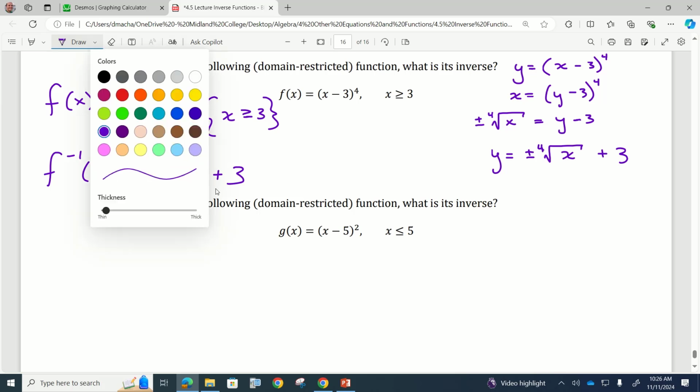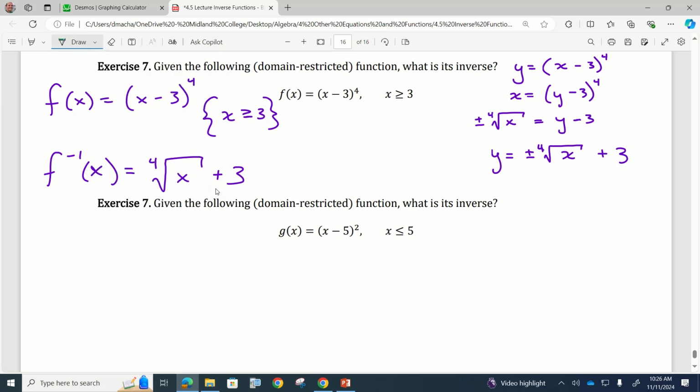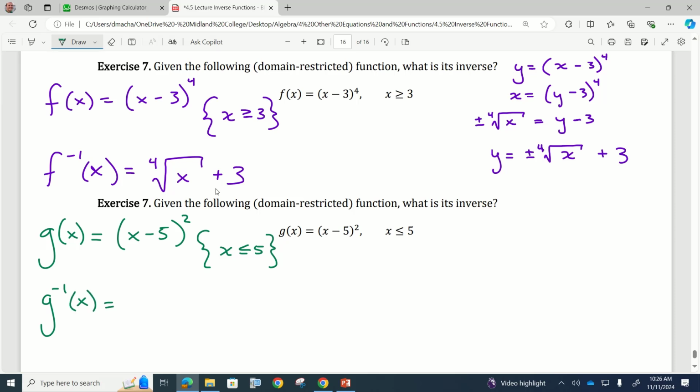Okay, one more, and then we're done for the day. Now I've got the function g of x is equal to x minus 5 squared. And I've got the domain restriction where x is less than or equal to 5. So g inverse of x, that's what I'm trying to find. Let's go ahead and write this out with x's and y's. We change the y into an x and the x into a y. And then I want to solve for y.